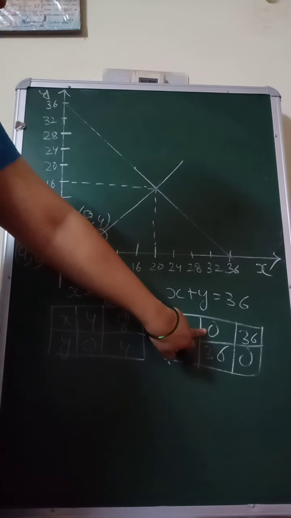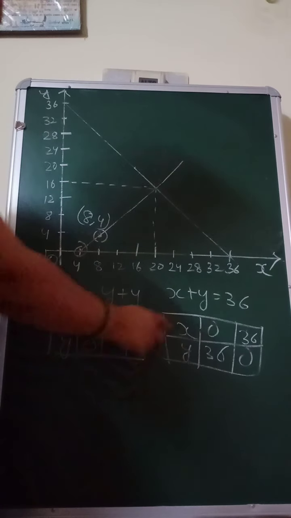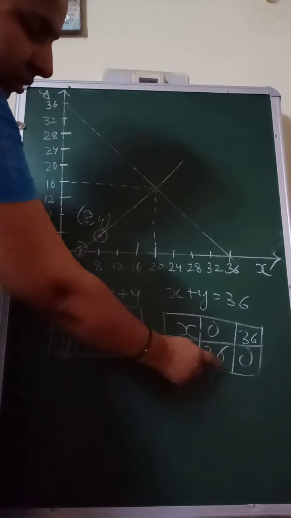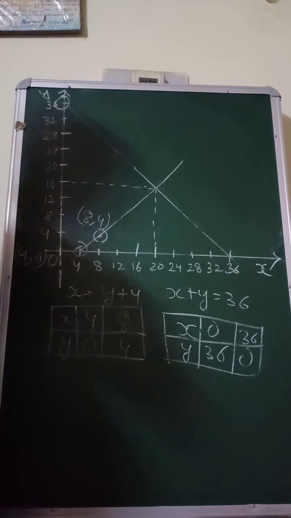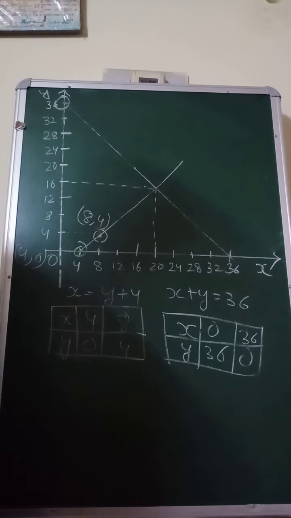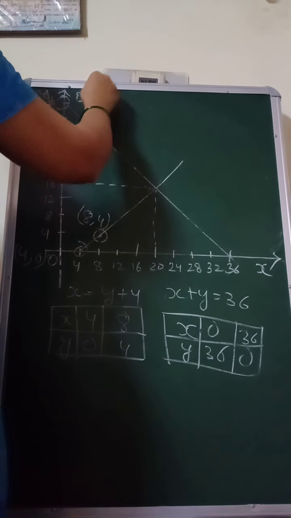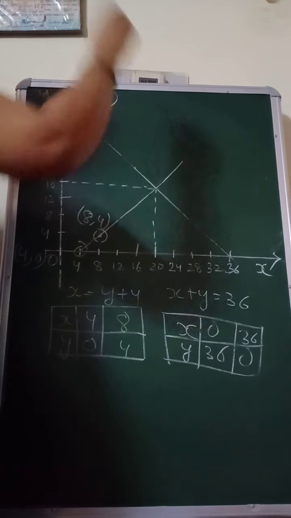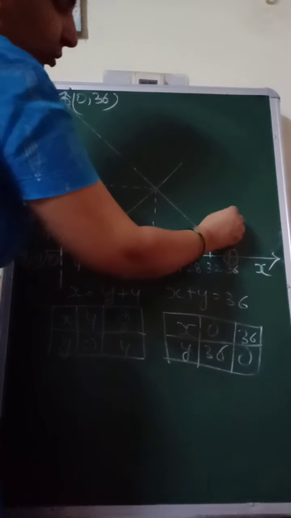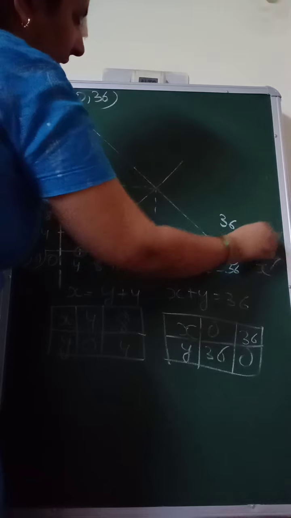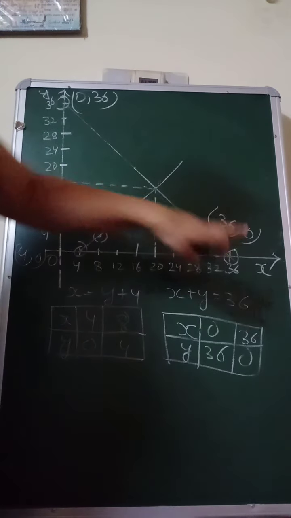Next, we have the second line, x plus y is equal to 36. The value of x is 0 and y is 36. The point is here, because on the y-axis the value of x is 0. It is 0 and 36. And this point is 36 and 0, meaning the value of x is 36 and y is 0. I have also joined these two points.